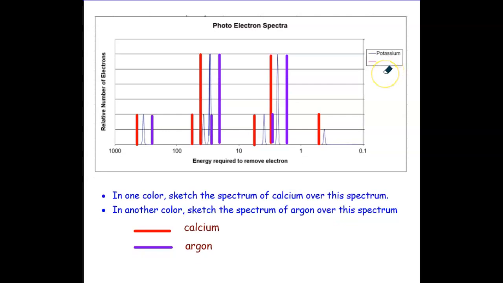Potassium has 19 protons. Calcium has 20 and argon has 18. Calcium, in red, has peaks that are shifted a little to the left due to the increased attraction due to the increased nuclear charge. Argon's peaks are a little lower in energy because there are fewer protons. Also, there is no 4s peak in the spectrum of argon.